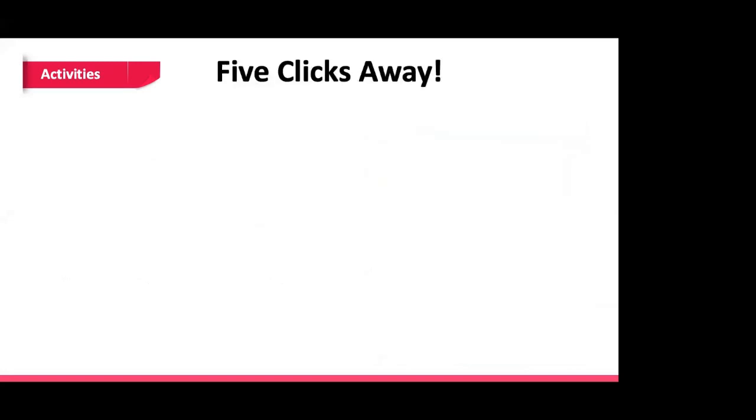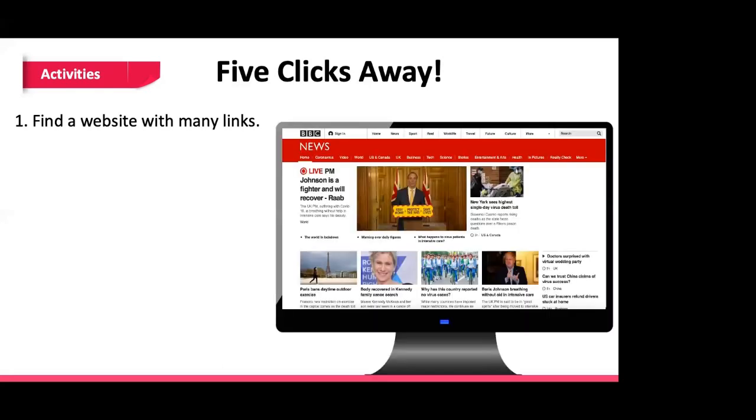The other one is called 5 Clicks Away. In order to do 5 Clicks Away, you need to find a website that has many links. Examples of these websites, of course, are news websites, like the BBC website. There are multiple links everywhere. So what you're going to do is ask students to click 5 links in a website, and they need to get a screenshot of the fifth page that they arrive at.